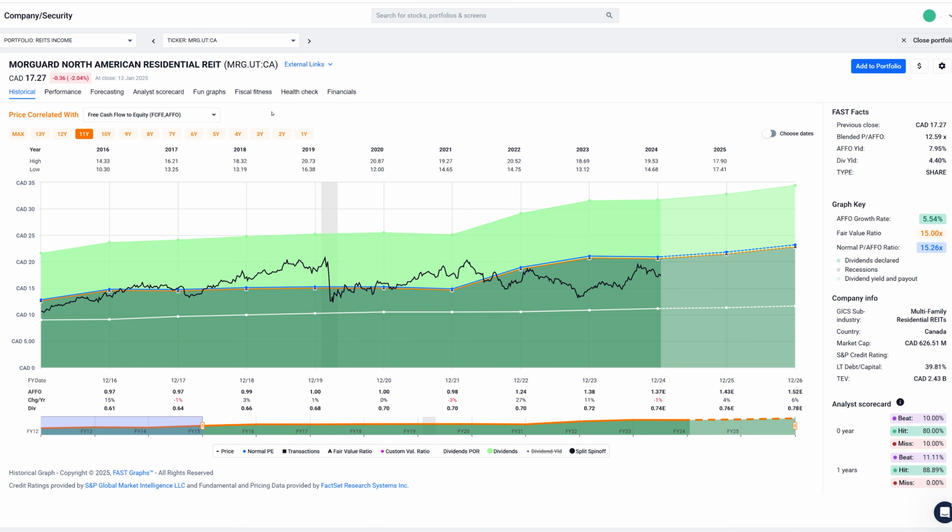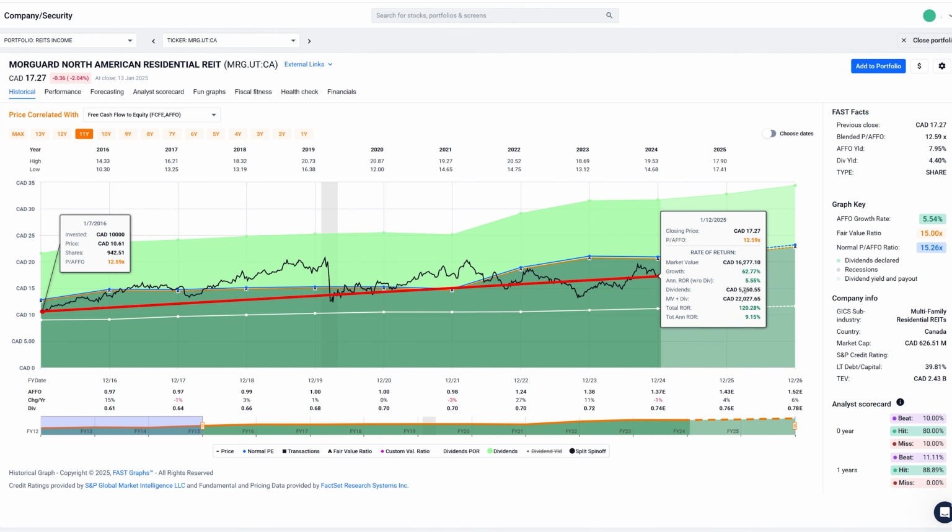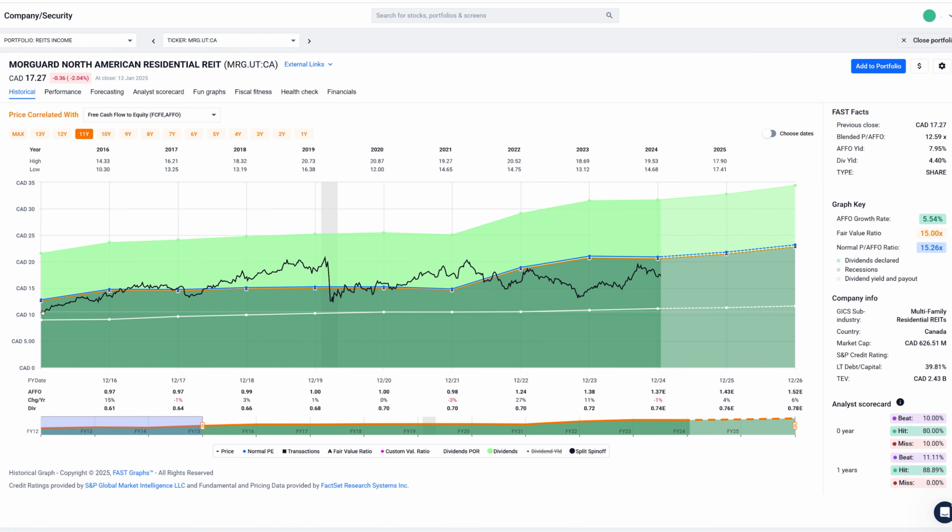Morguard North American Residential REIT is another multifamily REIT trading at a discounted 12.59 PE. And once again, you can see that if you bought it at a 12.59 price to AFFO back here, and it's currently trading at that same price to AFFO, your annualized rate of return was 5.55%, which is the 5.54 rounded here. But again, thanks to dividends, most of your return came from dividends. You'd have averaged over 9%. So this would look like a very attractive time to be buying this REIT and investing in it for the longer term future.